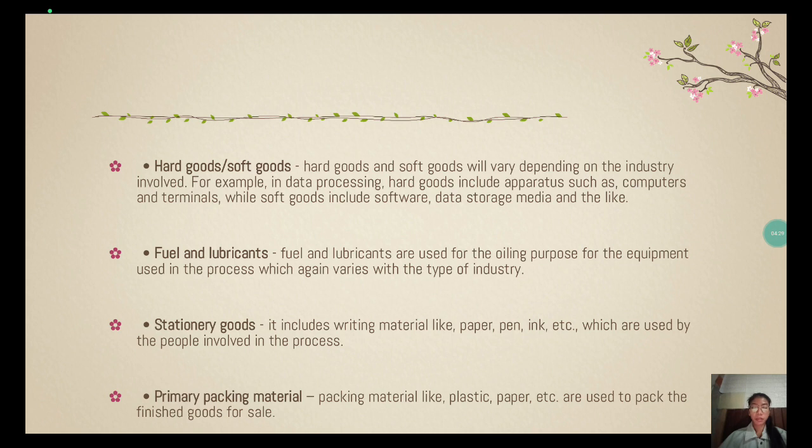Fuels and lubricants. It means all petroleum products used by the business, including diesel, petrol, heavy fuel oil, lubricants, and kerosene. Stationery goods include writing material like paper, ink, pen, etc., which are used by the people involved in the process. Primary packing material includes glass, shrink film, flexible pouches, aluminum cans, and various other packaging materials. It is the first layer containing the finished product.